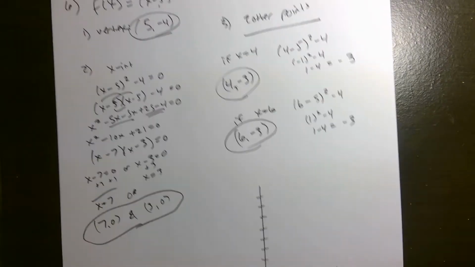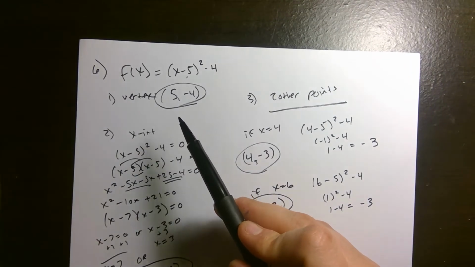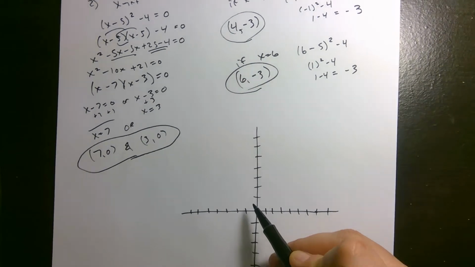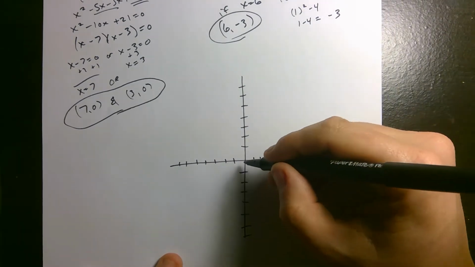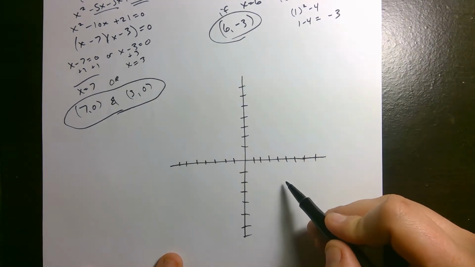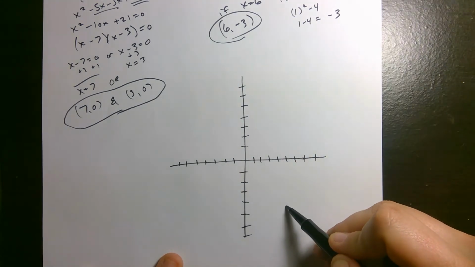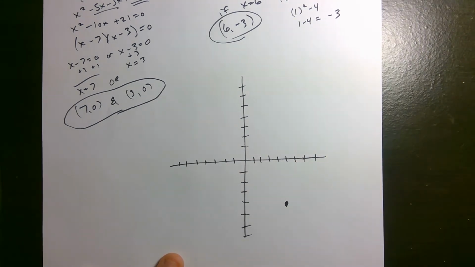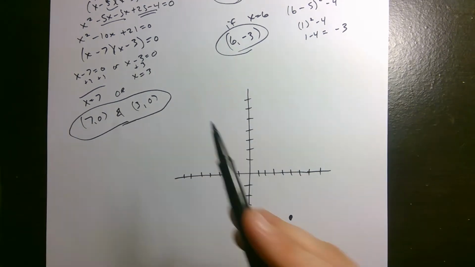Okay, so the first thing I'm going to do is graph the vertex, which is (5, -4). So I start at my origin. I'm going to go right 5 and down 4. So 1, 2, 3, 4, 5. And I'm going to go down 4. So 1, 2, 3, 4. So about right there. And then I'm going to graph my x-intercepts, which is (3, 0).